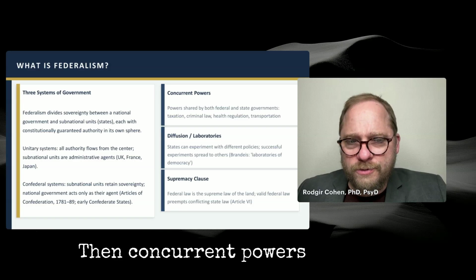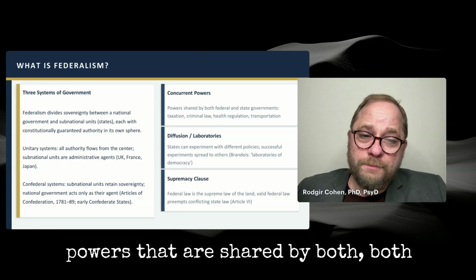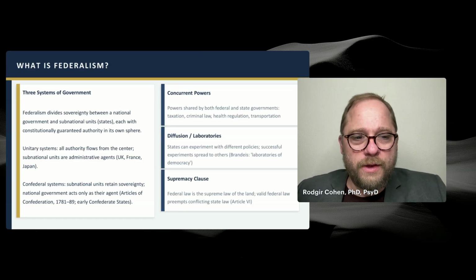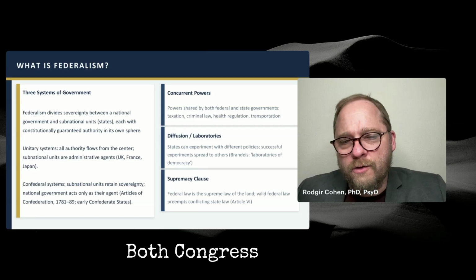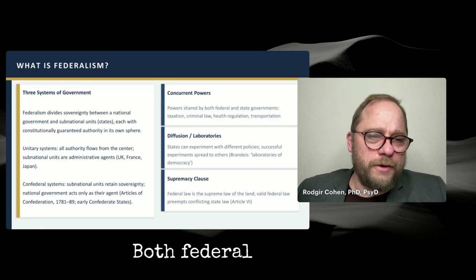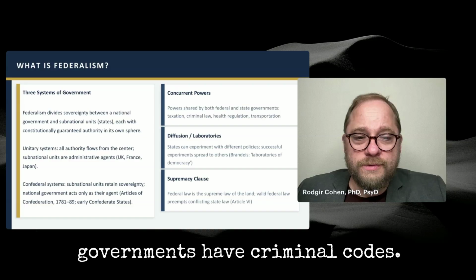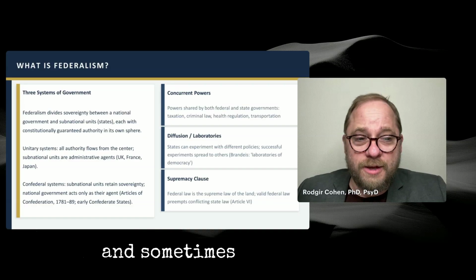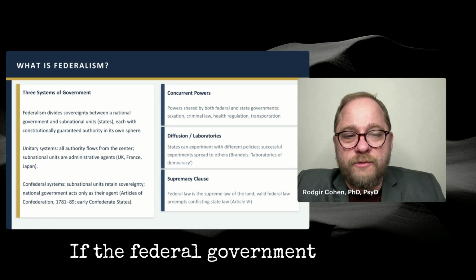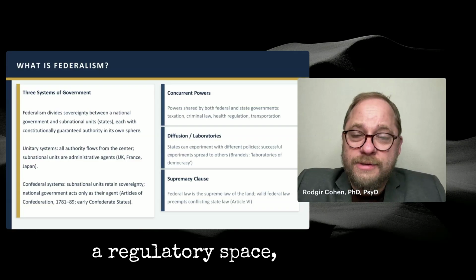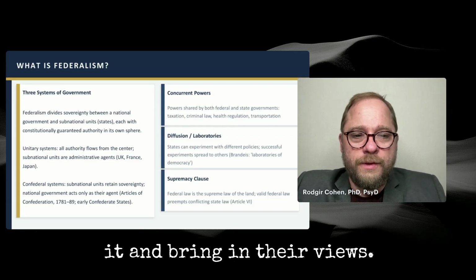Then concurrent powers are those powers that are shared by both levels of government, federal and state. That's taxation, criminal law, healthcare regulation, transportation. Both Congress and state legislatures can tax. Both federal and state governments have criminal codes. The overlap creates complexity, and sometimes they conflict, but it also creates redundancy. If the federal government abandons a regulatory space, states fill it and bring in their views.